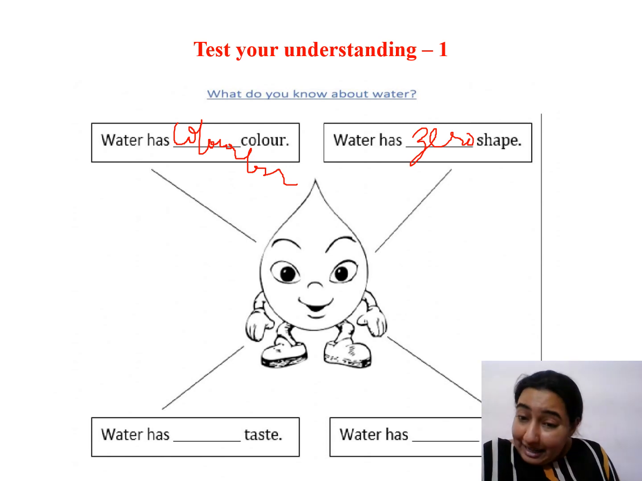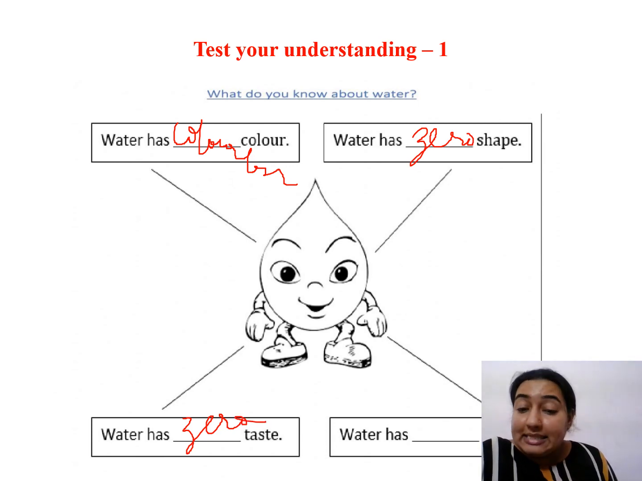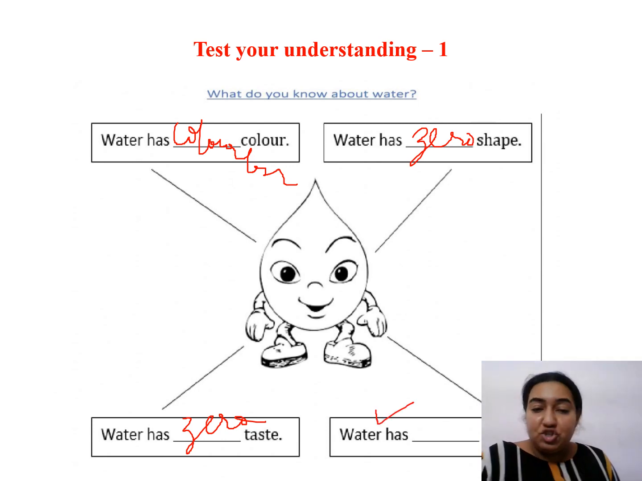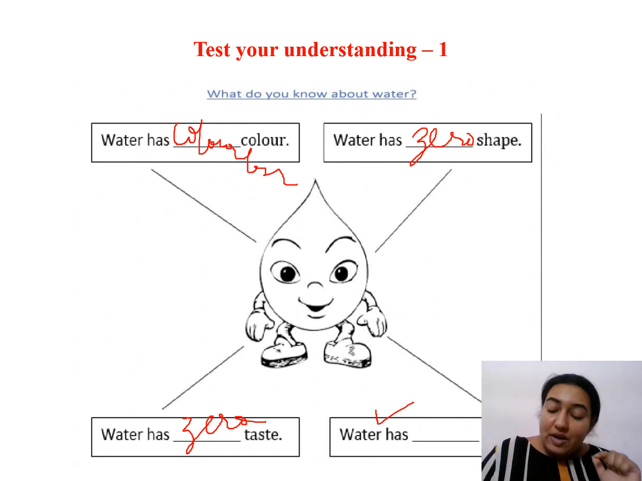Water has a good taste, a sweet taste. Water has zero taste. It is actually tasteless. And water has dash. Now the fourth one you will be commenting down in the chat box. So these are the most important and basic characteristics of water which we have just studied.